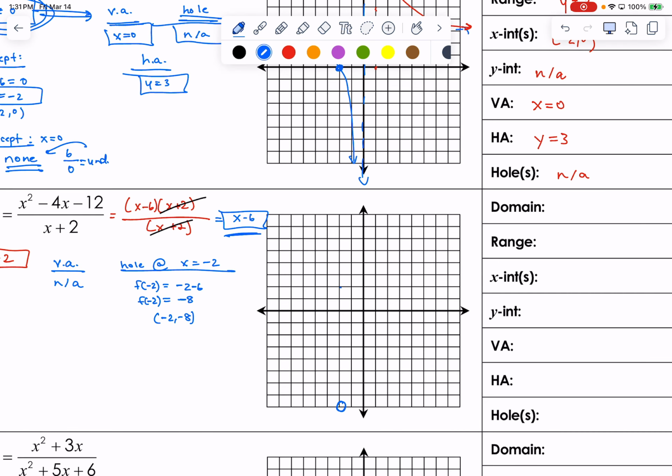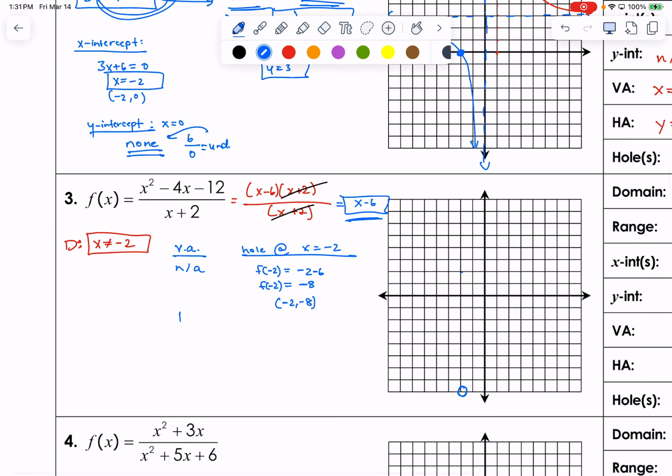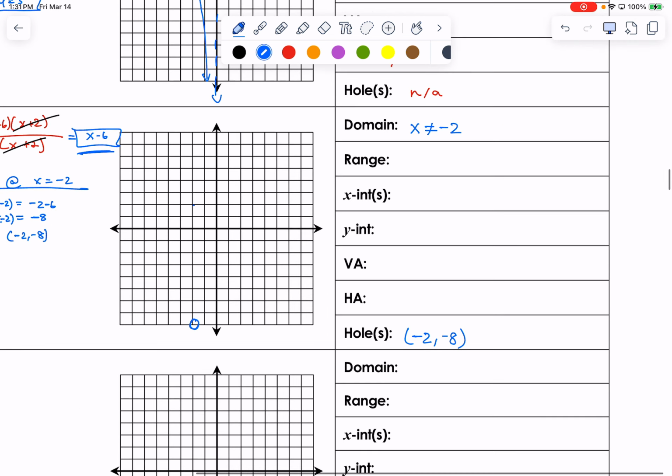Okay, here we go. -2, -8. So the hole is at -2, -8. Your domain is x cannot equal -2, which should match up with your VA and holes. HAs, is there HAs? Is it top heavy, bottom heavy, or same on top and bottom? Top heavy means what? What does top heavy mean? None. There's no HA.